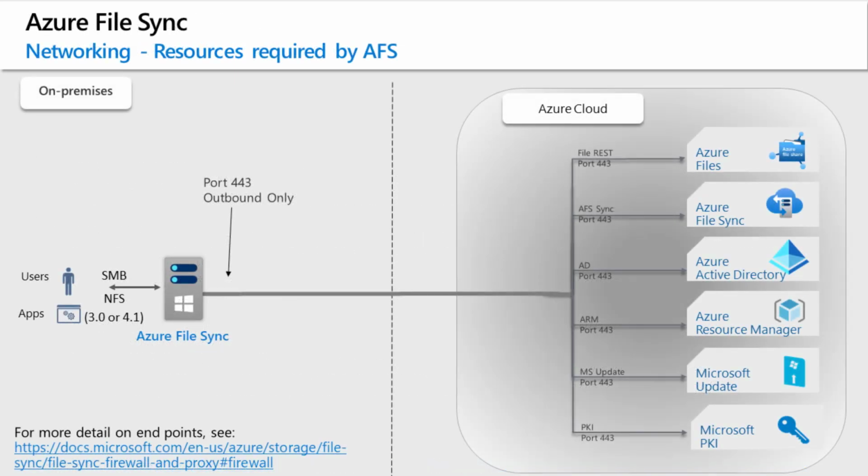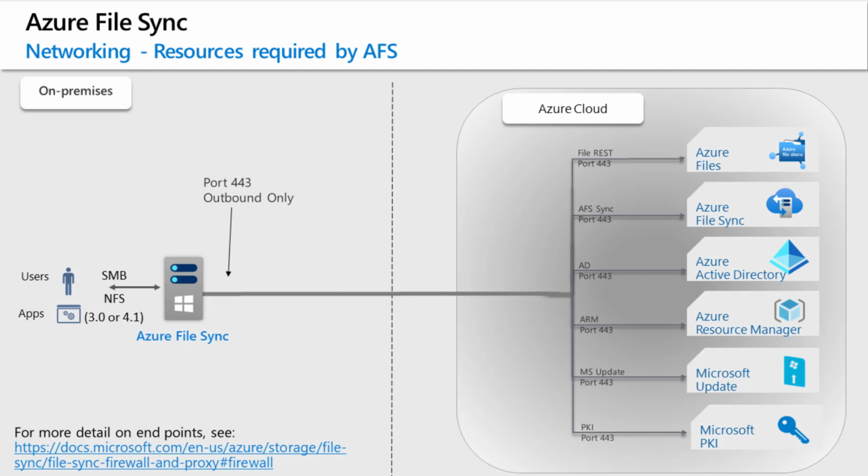In addition to this, the Azure File Sync agent has dependencies on endpoints for Azure Active Directory or AAD, Azure Resource Manager or ARM, Microsoft Update, and Microsoft PKI. All of these required connections from the AFS server require outbound connections over port 443 only.